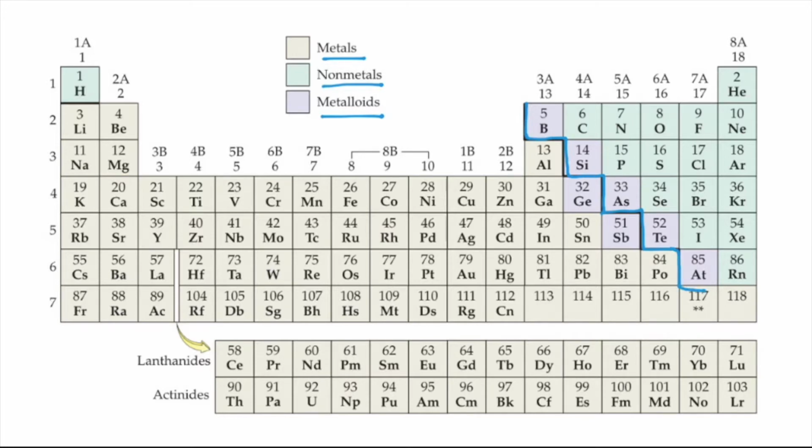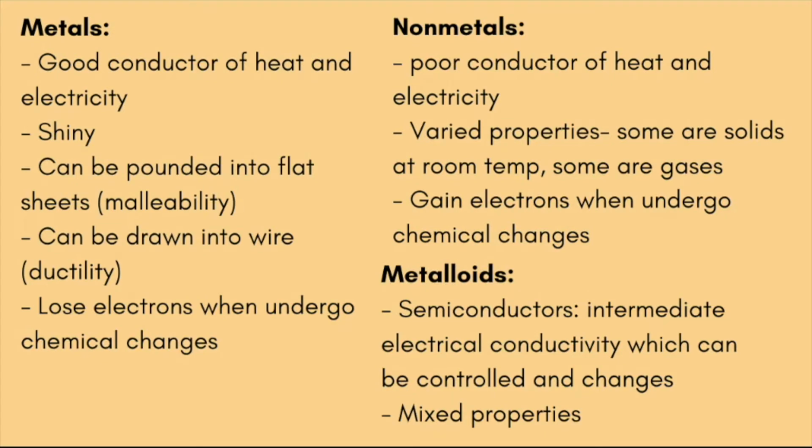Now the difference between metals, nonmetals, and metalloids. Metals are good conductors of heat and electricity, while nonmetals are poor ones. Metals lose electrons when they undergo chemical changes, but nonmetals gain electrons. A metalloid is a semiconductor because it has an intermediate electrical conductivity which can be changed and controlled. So metalloids are useful in electronic device manufacture like computers or cell phones. This summarizes the difference between metals, nonmetals, and metalloids.